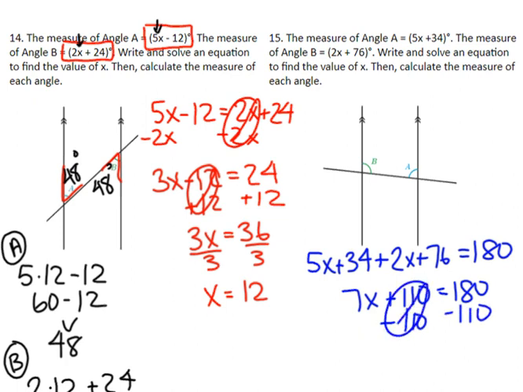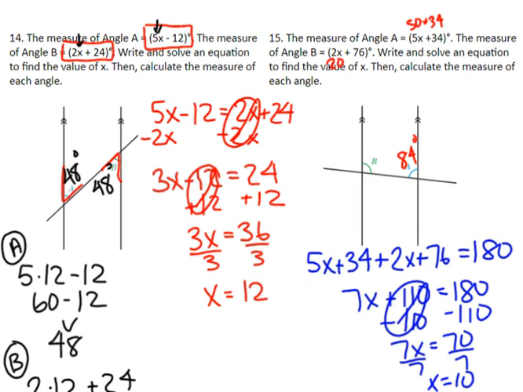Subtract 110 from both sides. 7x equals 70. So 1x would equal 10. And then we can go back and substitute that in. 5 times 10 is 50. And 50 plus 34 would be 84. So this is 84 degrees.